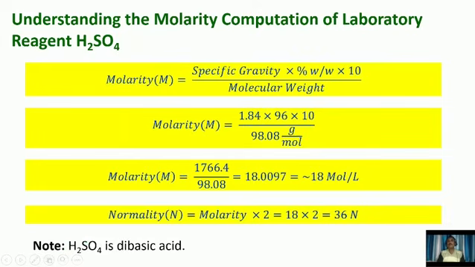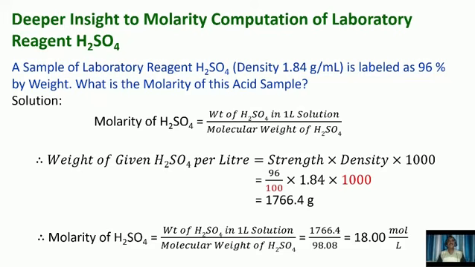So according to the Lowry-Bronsted or Bronsted-Lowry theory of acid base, it is acid, and as it is donating 2 protons, it is dibasic acid, we have to say. Okay, so we have multiplied this molarity of H2SO4 by this 2, that is the dibasic acid is having basicity 2, so the normality is 36 normal. It means that when H2SO4 is 18 molar, it is 36 normal. Okay, we will have a deeper insight to the molarity computation of the laboratory reagent H2SO4.